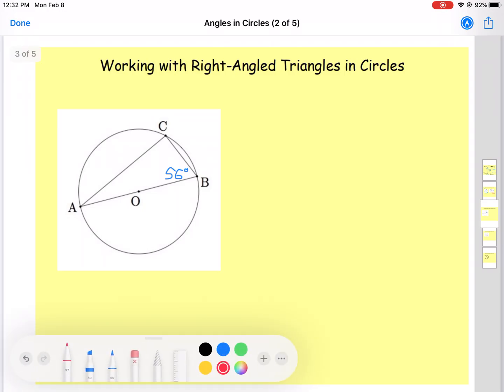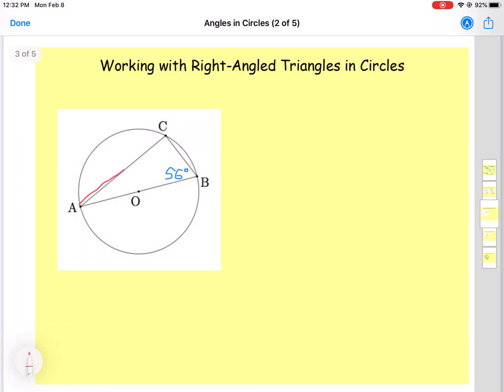So we've got an angle 56 and we've got a triangle that matches A, B and C, okay, into a complete triangle. The main thing for these diagrams, and we can't do anything to these diagrams until we realise that at angle C we have got a right angle.